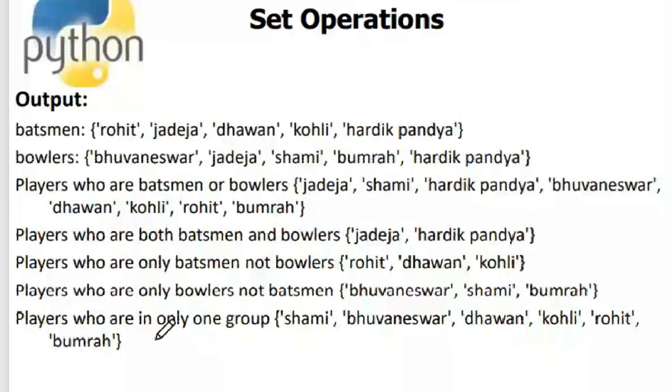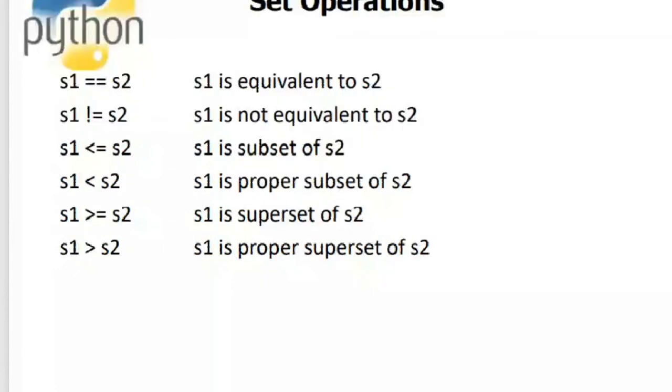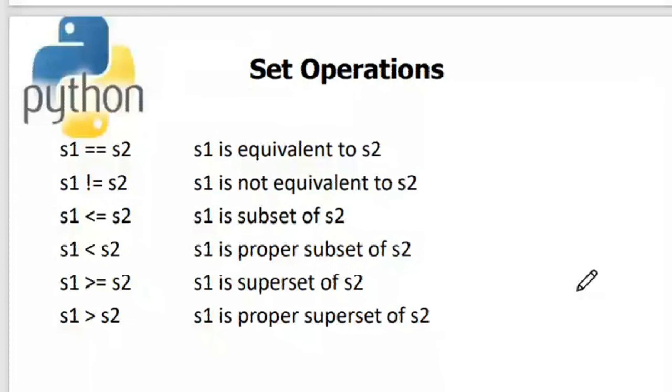Yes, ma'am. Okay, so now let us look into how to use relational operations inside the set. A Boolean value results in true or false. If you're using S1 equal to S2, it checks equality. If it is equal, it returns true, else it returns false. Then S1 not equal to S2, which also results in a Boolean.